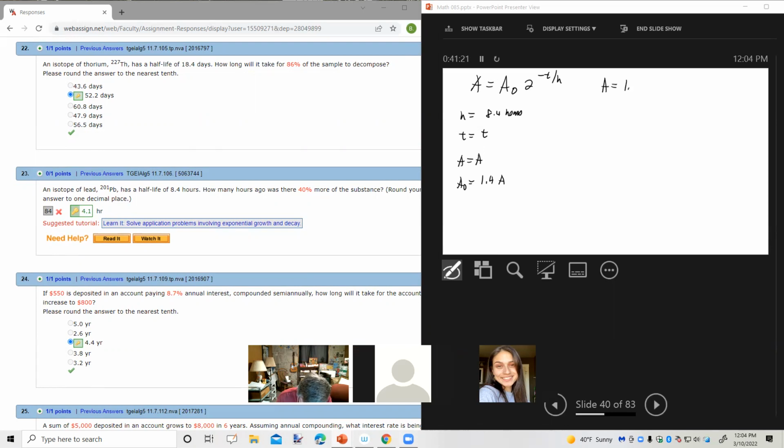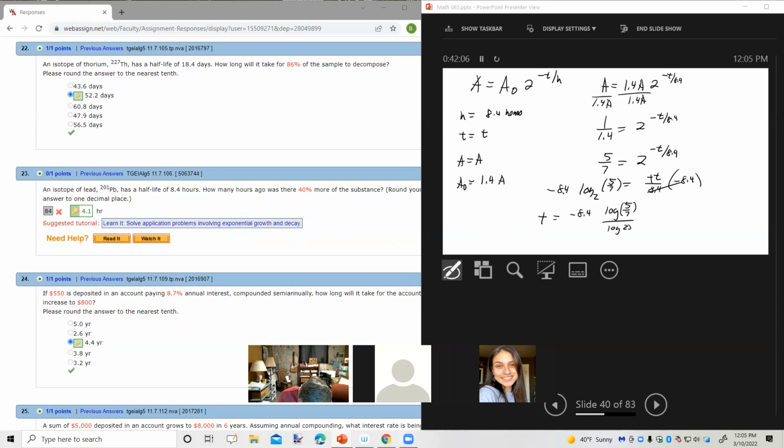So A equals 1.4A times 2 to the negative t over 8.4. I'm going to divide both sides by 1.4A. So I get 1 over 1.4 equals 2 to the negative t over 8.4. That's going to be what? 10 over 14, 5 over 7. So then you get log base 2 of 5/7 equals negative t over 8.4. Multiply both sides by negative 8.4. T equals negative 8.4 using the change of base.